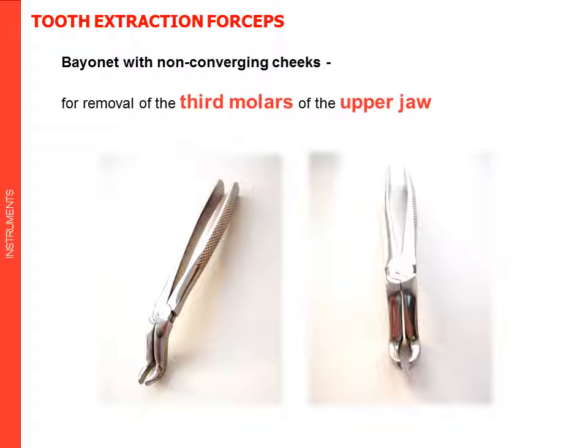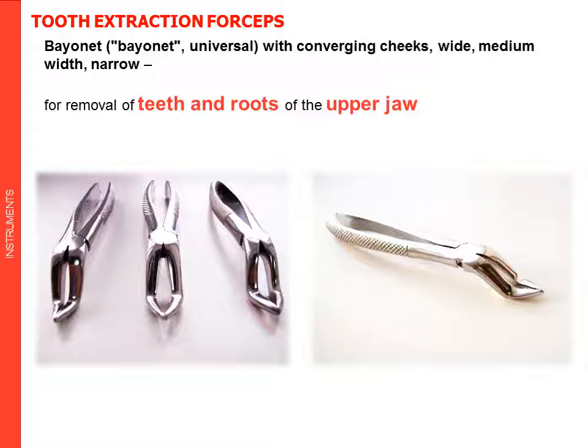This is the bayonet forceps with non-converging cheeks for removal of the third molars of the upper jaw. This is the universal bayonet forceps with converging cheeks. It can be wide, medium wide, and narrow. Universal bayonet forceps are used for removal of teeth and roots of the upper jaw.